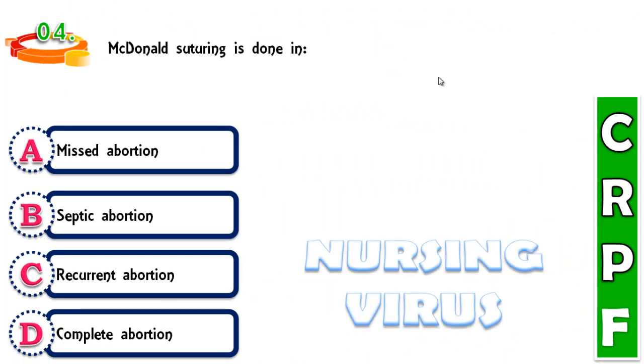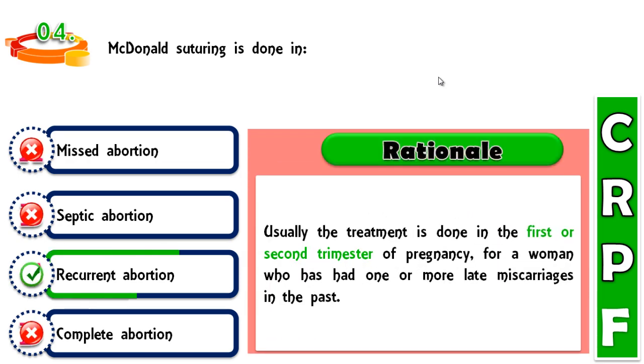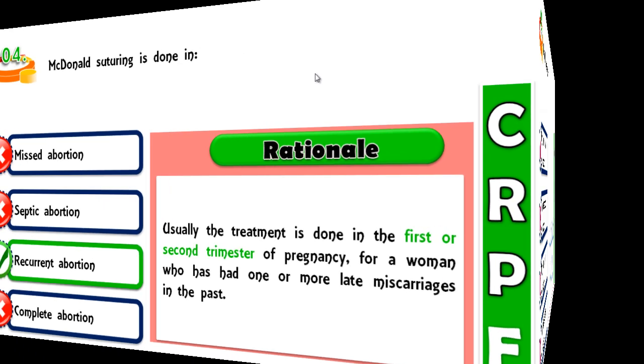McDonald suturing is done in which kind of abortion? Missed abortion, septic abortion, recurrent abortion, and complete abortion. So the correct answer is recurrent abortion. Usually the treatment is done in the first or second trimester of pregnancy for the woman who had one or more late miscarriages in the past.